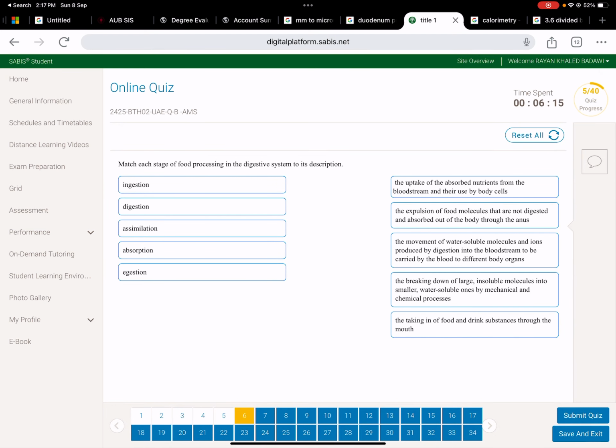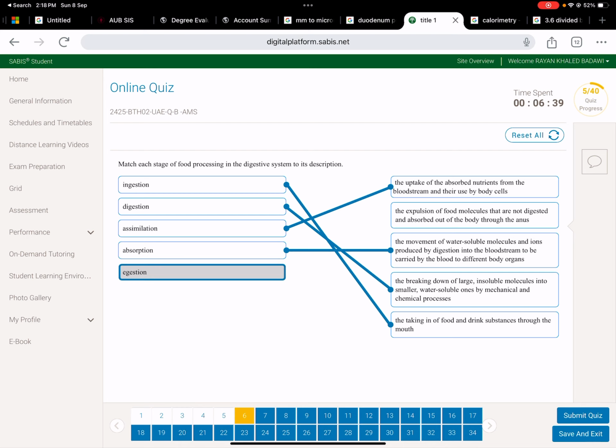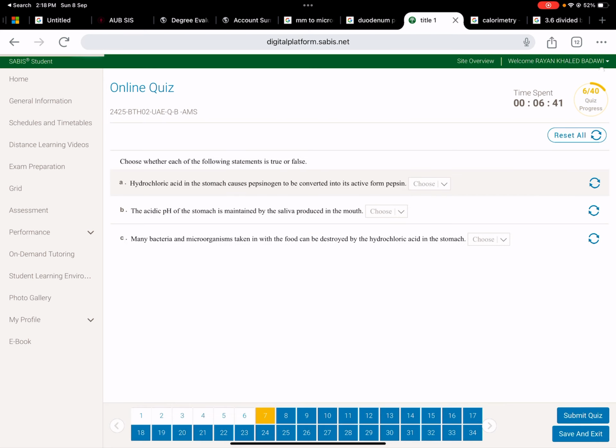So those are the definitions. We talked about them in the video. Ingestion is basically the taking in of food. Digestion is the breaking down of large insoluble molecules into smaller soluble ones. Assimilation, remember we said in the video, assimilation is always about the use by body cells. Absorption is the movement into the bloodstream. And then egestion is the expulsion of food molecules outside the body.